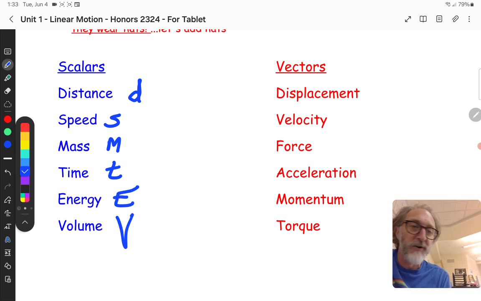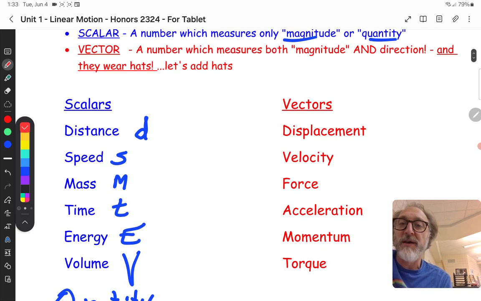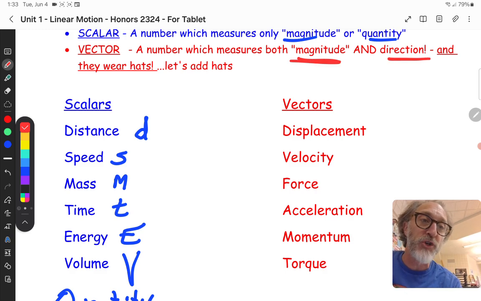Volume is a capital letter V. I don't know why I put that one on there. We almost never use it. All right, so these are all scalars. They simply measure just quantity or just magnitude. You're literally just counting a thing. All right, now these other quantities over here in red are called vectors. So these measure both magnitude, they measure quantity, and they measure direction.